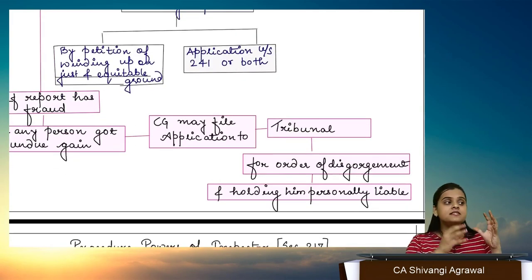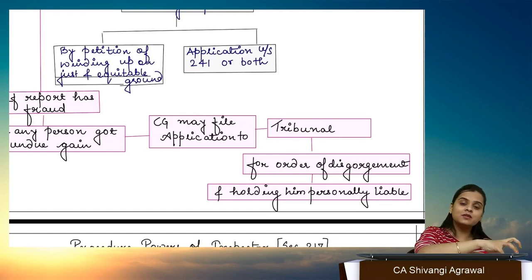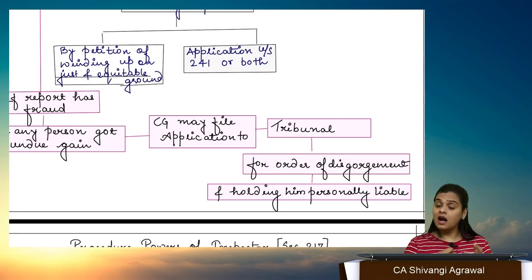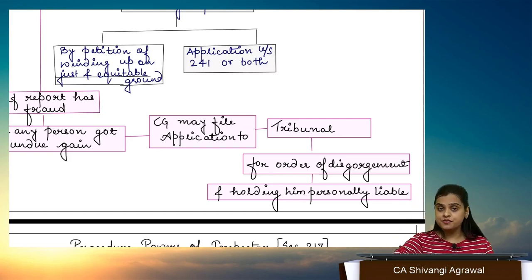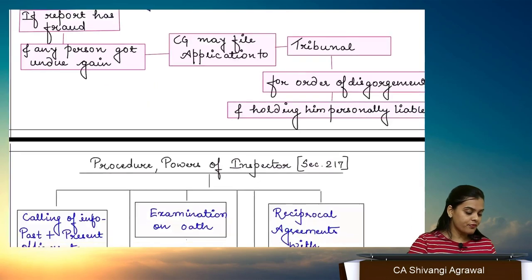disgorgement. If someone has got illegal gain out of this fraud, then that money can be recovered from him. How? CG makes an application to the tribunal, because the tribunal is the judicial authority over here. CG is not the judicial authority. So CG will make an application to the tribunal. Tribunal will pass the orders of recovery, that is orders of disgorgement. Okay. Fine.